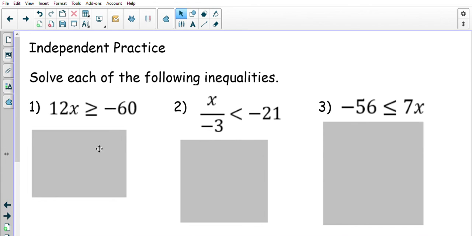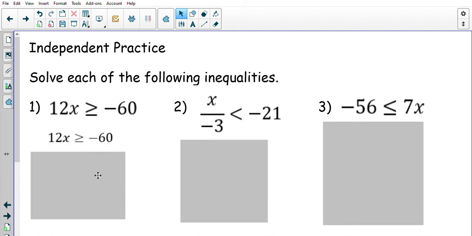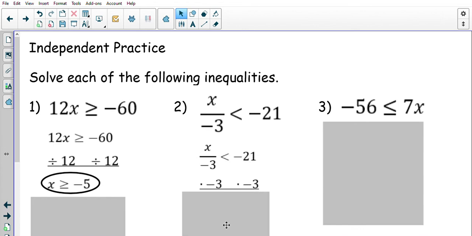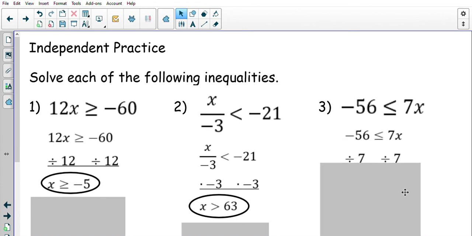So 12x is greater than or equal to -60. The inverse of multiplying by 12 is to divide by 12. -60 divided by 12 is -5. You do not need to flip the symbol here because you divided by a positive. Number 2, the inverse of dividing by -3 is to multiply by -3. You do need to flip the symbol here, though, because you multiplied by a negative, so you get x is greater than 63. Number 3, the inverse of multiplying by 7 is to divide by 7.